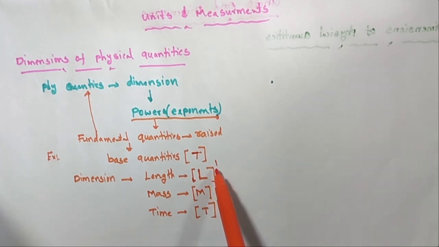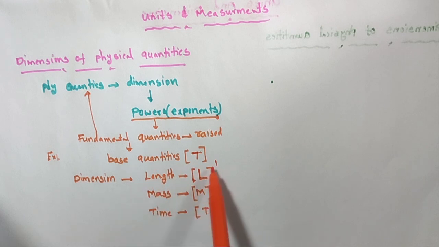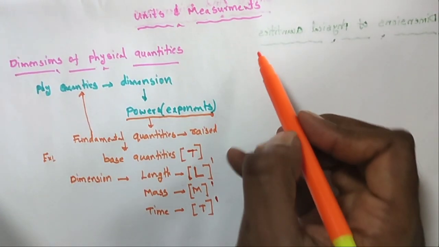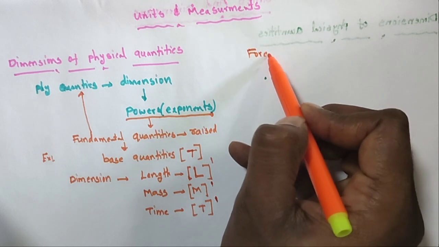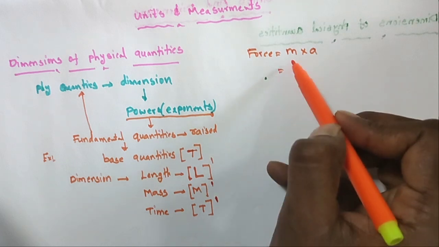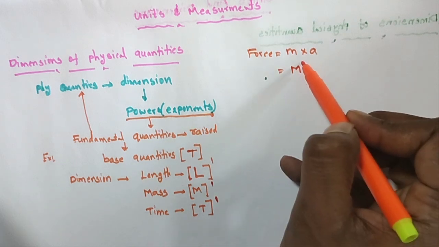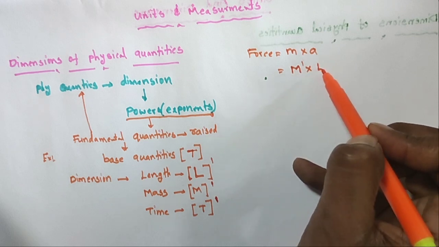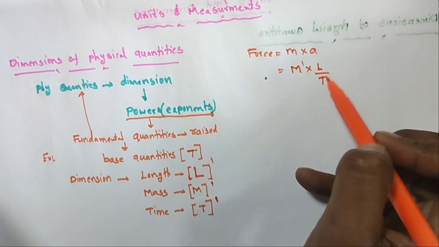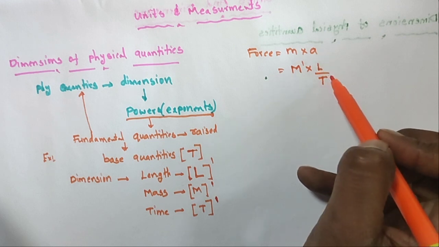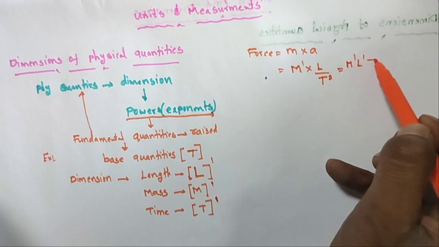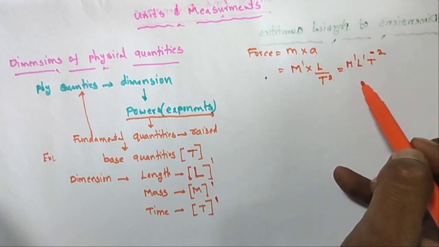So the powers to which the fundamental quantity is raised are called dimension. For example, let us take force. What is the formula of the force? Mass into acceleration. Mass means dimensional formula M1, and acceleration is the rate of change of velocity by time, so L by T squared. Therefore the force is M1 L1 T minus 2. This is the dimensional formula of the force.